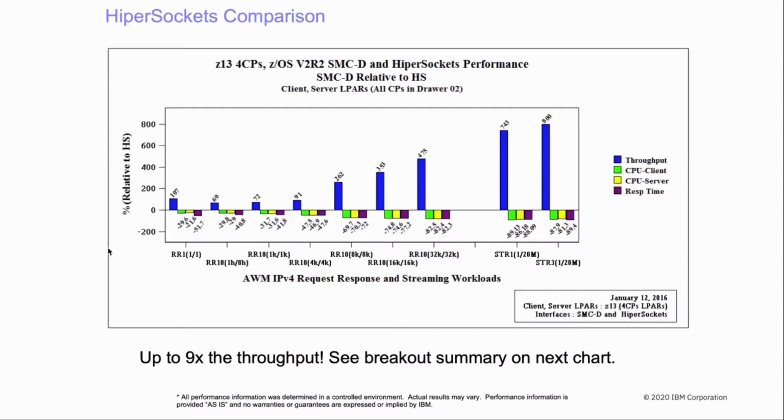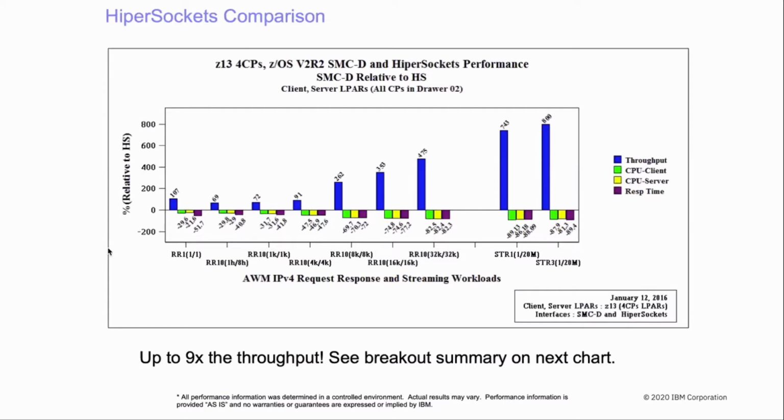But as you go left to right, all we do is increase the payload size. How much is the application workload exchanging? So we go from 100 to 800 to 1K, 4K, 8K, 16K, all the way up to 32K. And what you'll see is the blue bar, of course, and that's throughput. And again, this is a reminder that this is SMC-D compared to hypersockets.